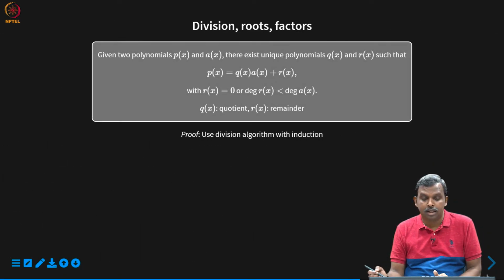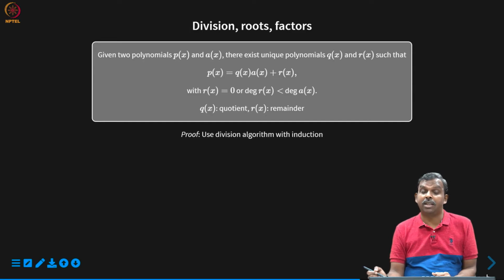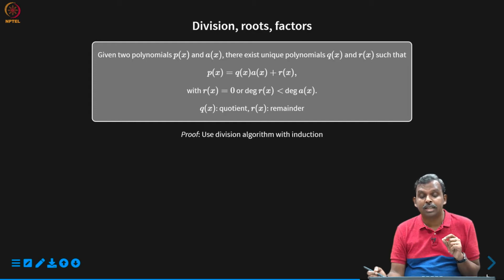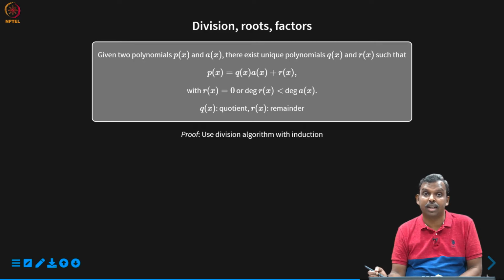In particular, this is how the division algorithm is described in theory. Given two polynomials p of x and a of x, there exist unique polynomials q of x and r of x such that p of x becomes q of x times a of x plus r of x. And the remainder r of x could either be 0, or if it is non-zero, its degree should be less than the degree of a of x. Of course, if you use the convention that the degree of zero is minus infinity, you can simply say degree of r of x is less than degree of a of x, but it is sometimes good to explicitly call out some things. If r of x is 0, it is an important case, so it is good to pick it up.